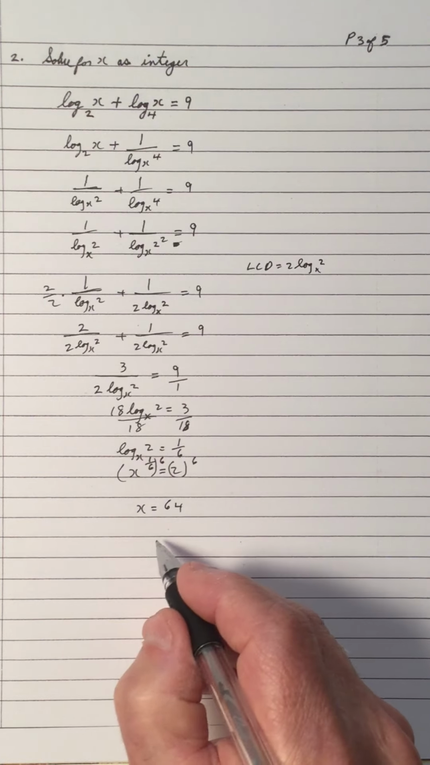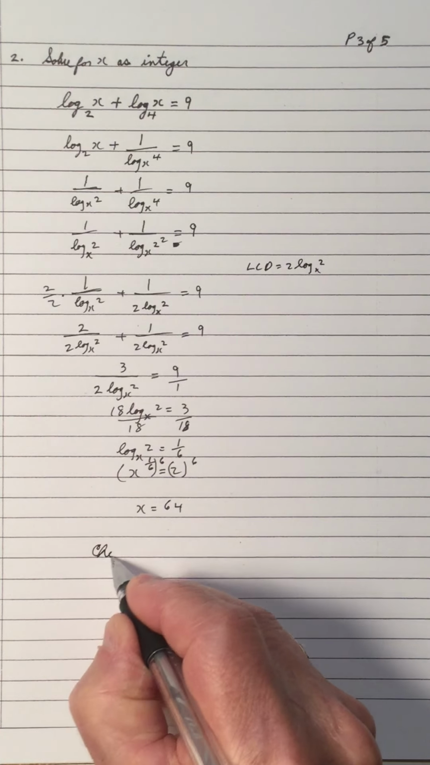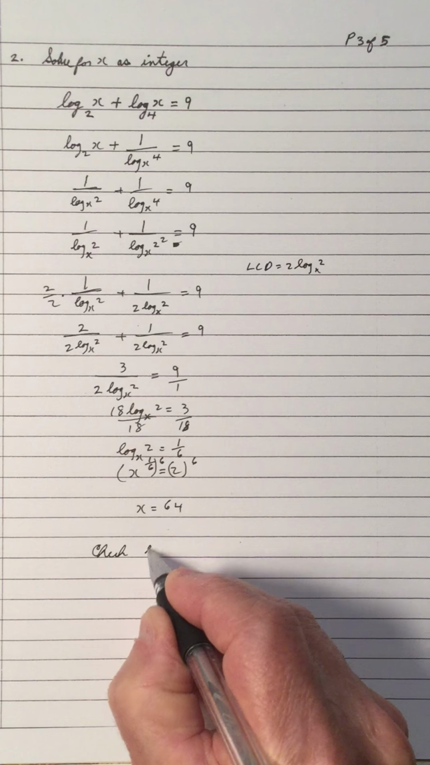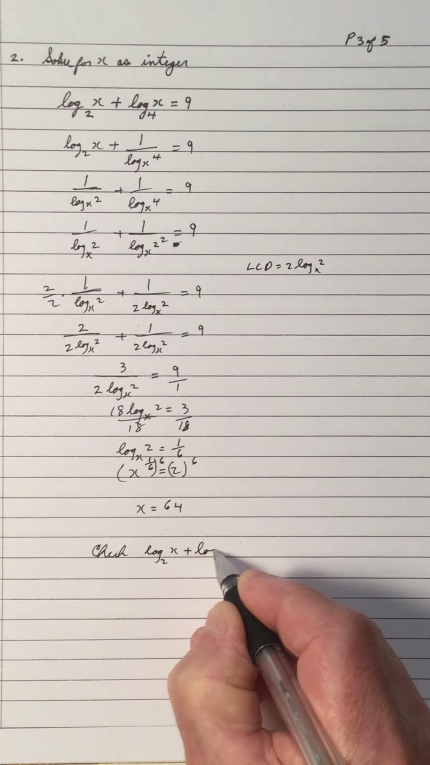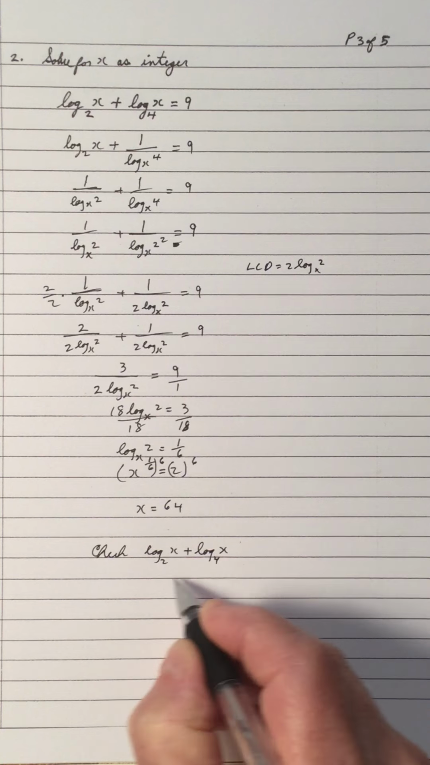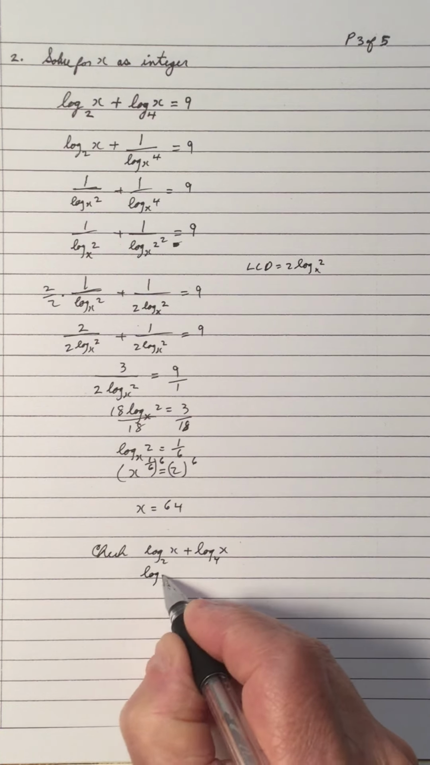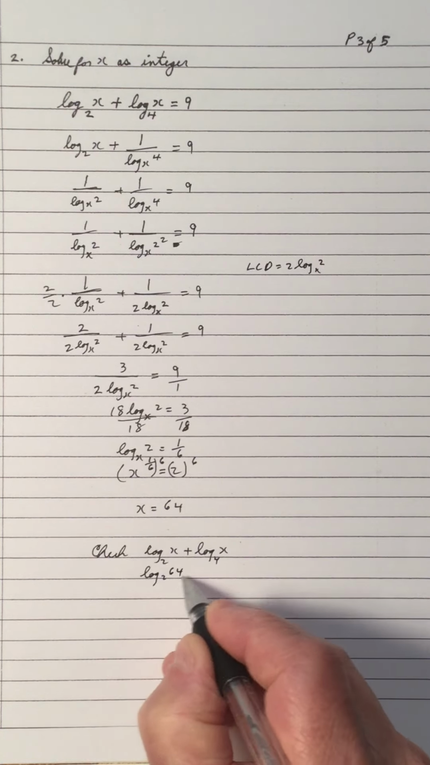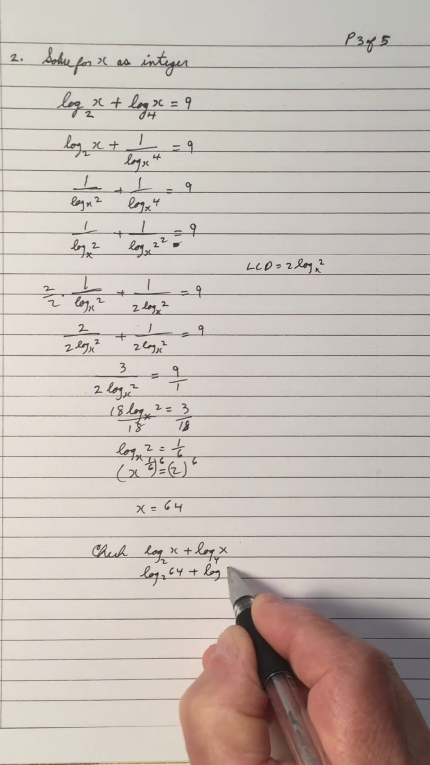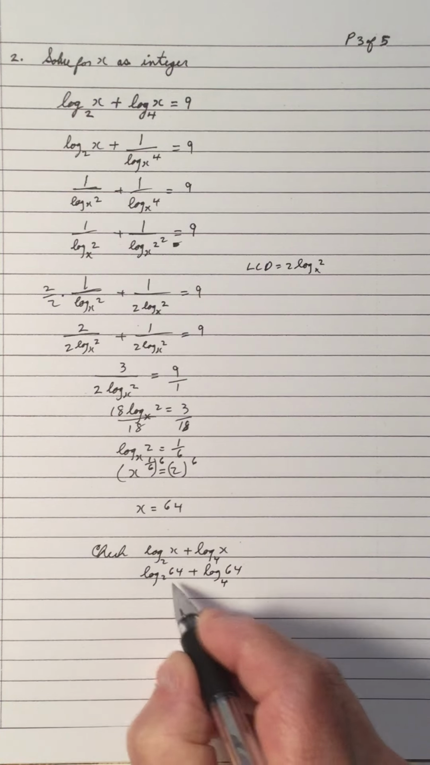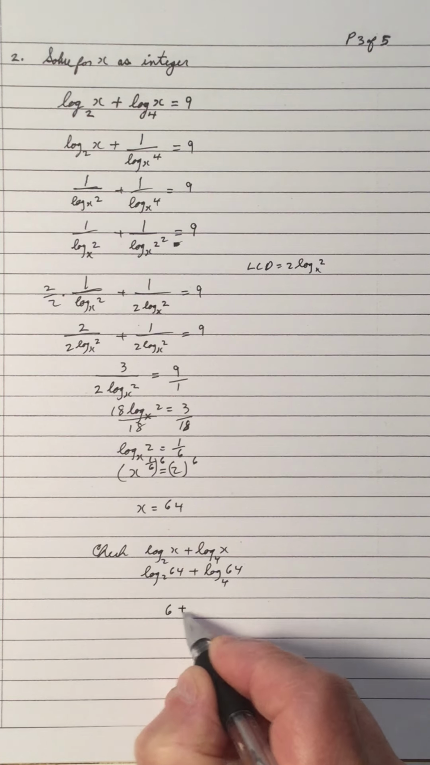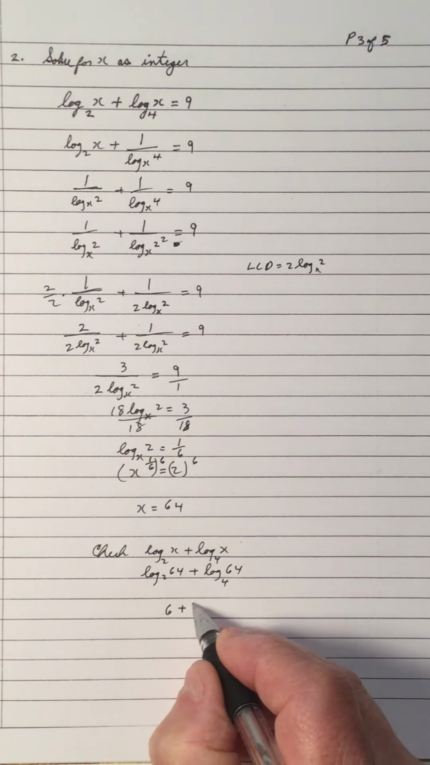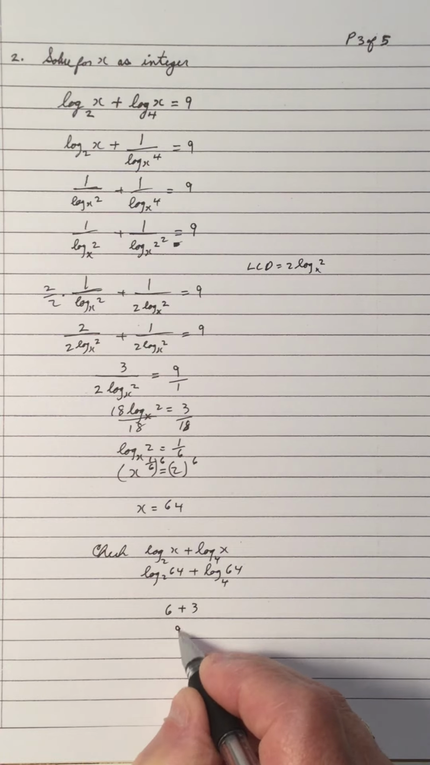And if we do a check, we have log x base 2 plus log x base 4. X is 64. So 2 to what power gives you 64? It is 6. 4 to what power gives you 64? It is 3. And that adds up to 9.